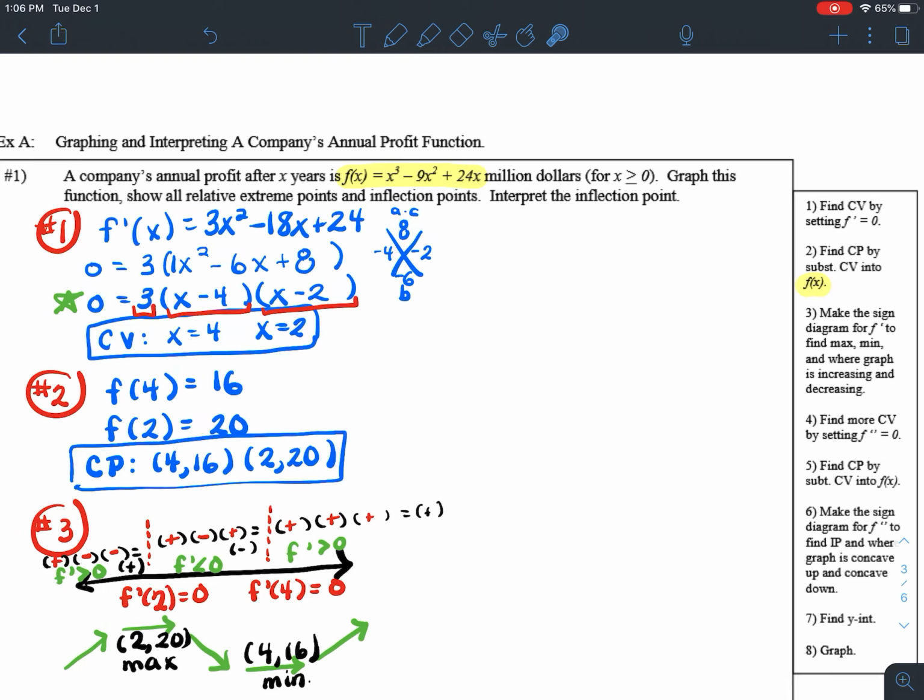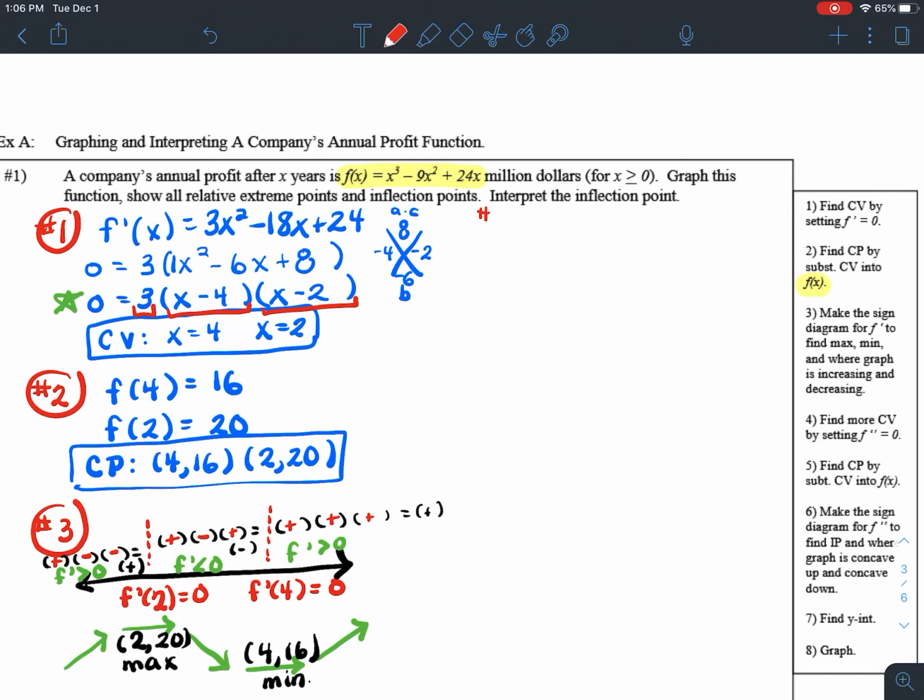Okay. Now, it would be called an inflection point if this went up, flat, and then it was up on the other side. I'd label IP here for inflection point. Okay. All right. Now, here's what you're going to notice.